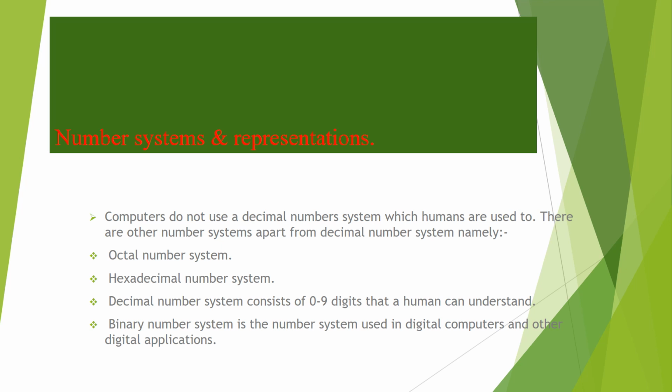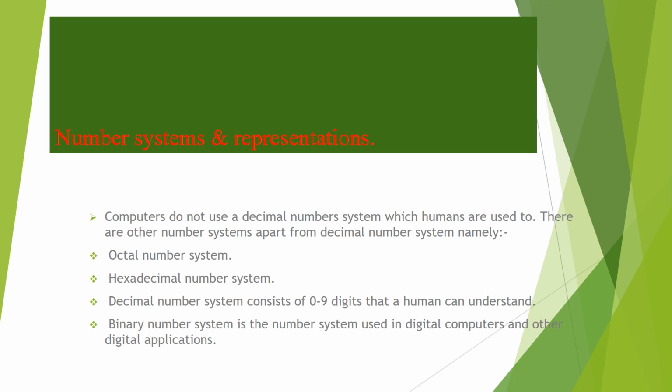Hello everyone. In today's class we are going to discuss number systems. We normally say that a computer does not use the decimal number system which humans are used to. There are other number systems apart from the decimal number system, namely the octal number system, the hexadecimal number system, and the decimal number system, which consists of digits 0 to 9 that a human can understand.